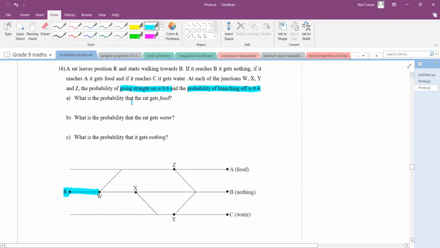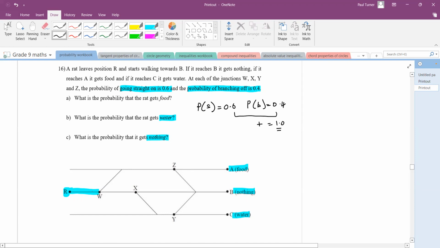What is the probability that the rat will get to food? What's the probability that it will get water, which is here? And what's the probability it will get nothing? Okay, so let's start by labeling the diagram. So the probability of going straight is 0.6, and the probability of branching off, we'll call that B, is 0.4. And note that these will add up to be 1 because there's no other option. You either go straight or you branch off. So the total probability will have to be 1.